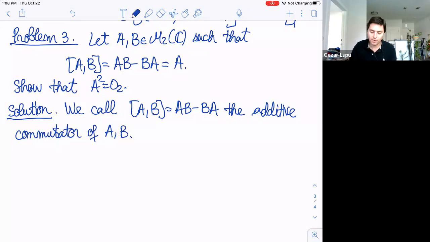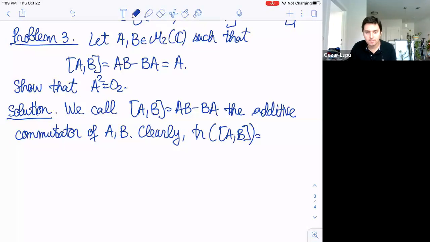For example, what about the trace? What is the trace of the commutator? This is the trace of AB minus BA, and this is 0. We know that the trace of AB is the same as the trace of BA, so this guy is 0.